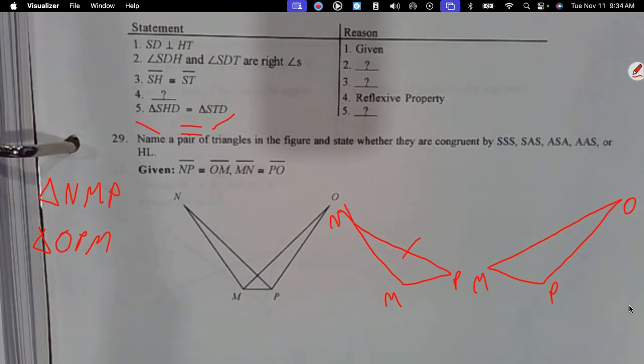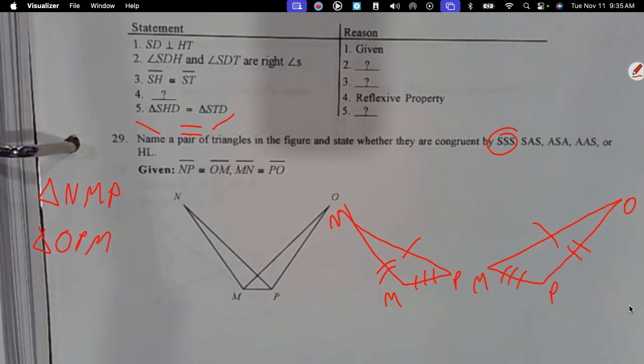NP is equal to OM. MN is equal to PO. Do I know anything else? What's the same in both of them? MP is the same as MP, is it not? The bottom side, that little side, that's the same. So are the triangles congruent? By what? Side, side, side. There you go. We've had that one, like, this will be our third time to have it on the test tomorrow.